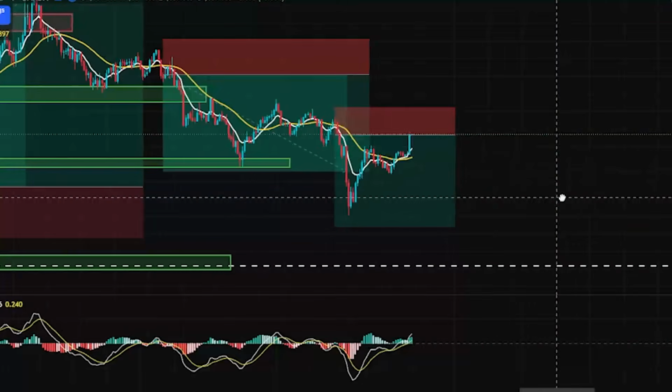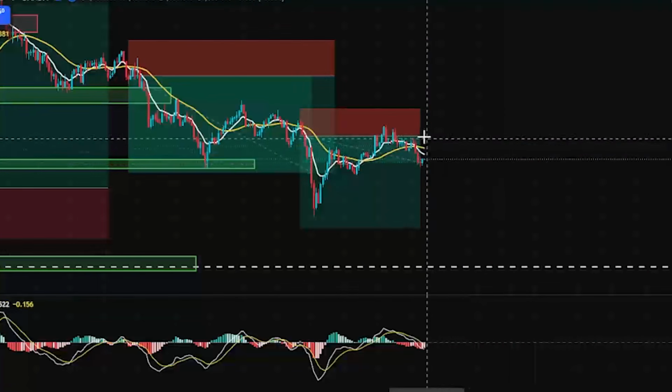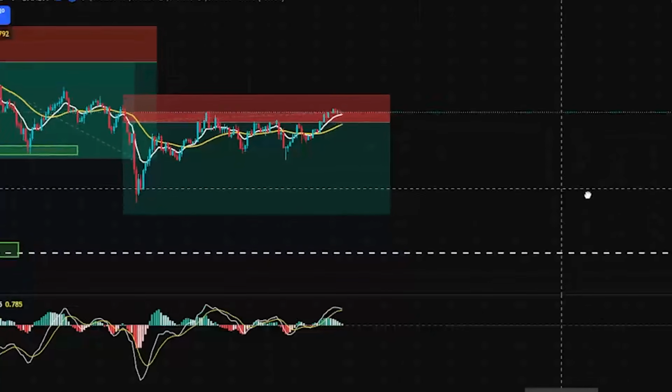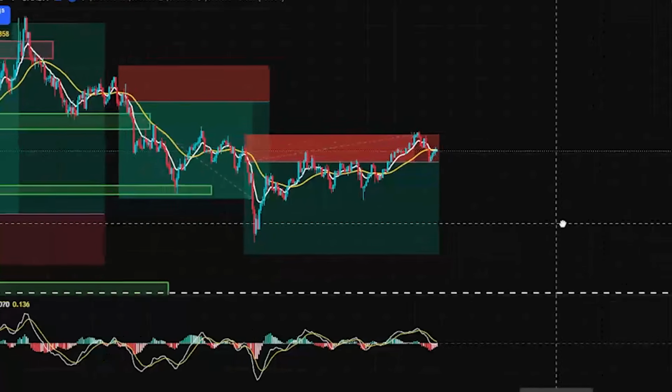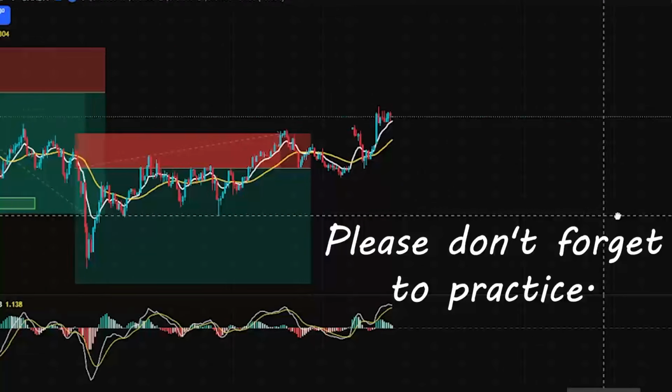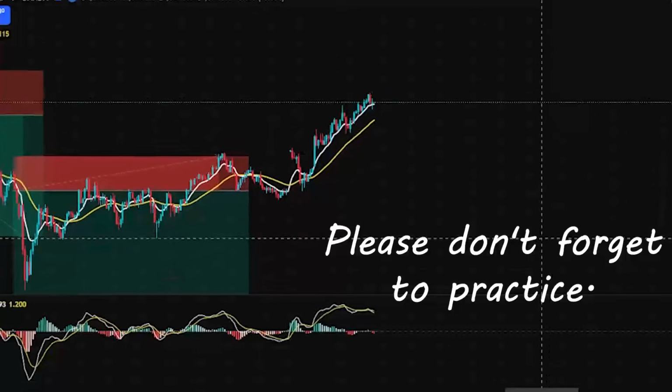Remember, success in scalping means focus, patience, and discipline. By practicing and implementing these techniques, you can make accurate, stress-free, and profitable trades. Now it's your turn to open your charts and put this strategy into practice.